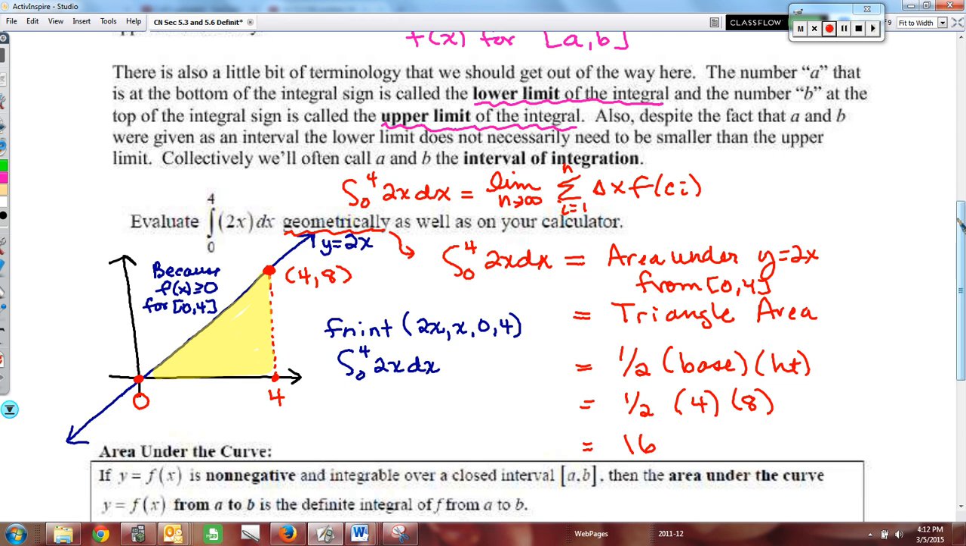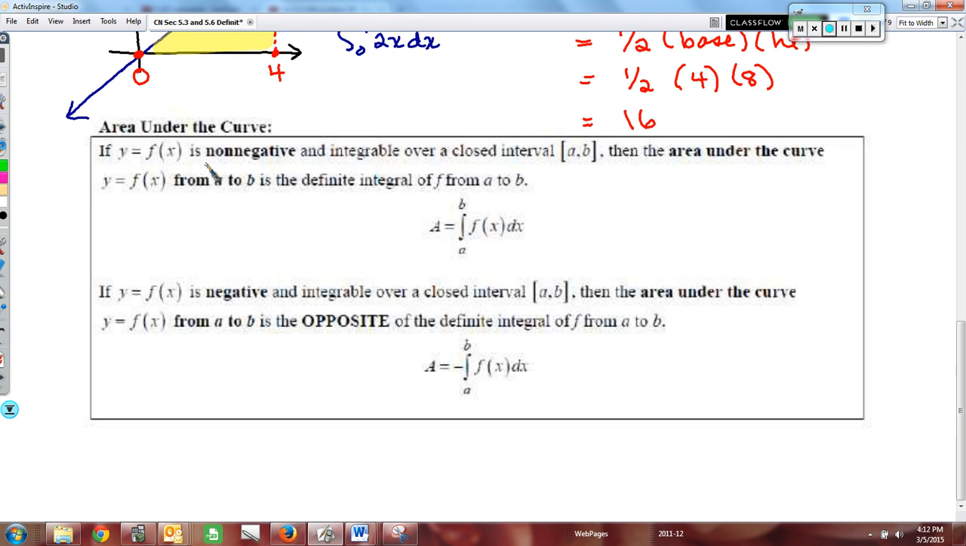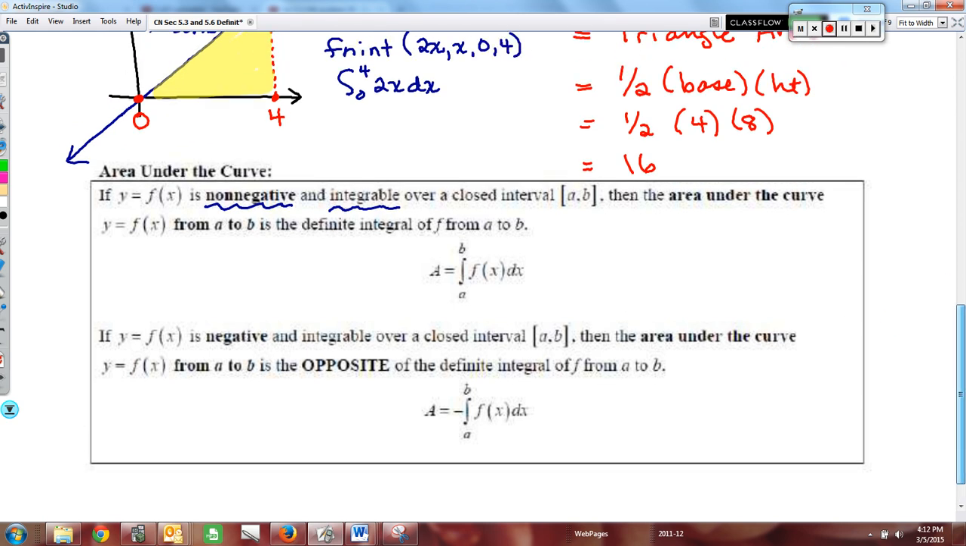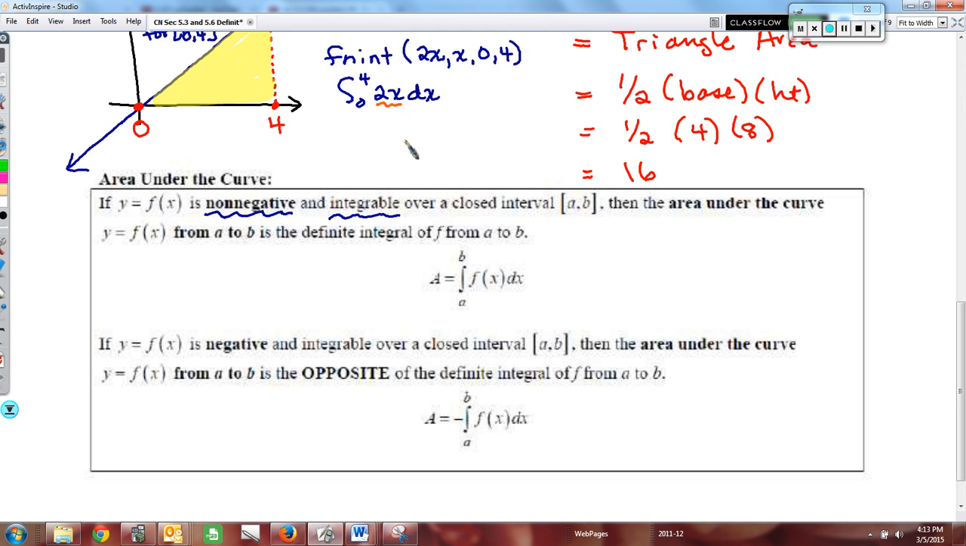Now, let's talk a little bit more about this area under the curve, when the function is non-negative, so greater than or equal to 0, and integrable. What we mean by that is that it can be integrated. We're going to talk more in detail about this later, but this function 2x is the derivative of some function that we can find. That's what we mean by integrable: it must be the derivative of some antiderivative that I should be able to find.